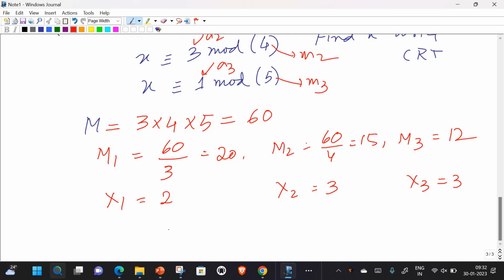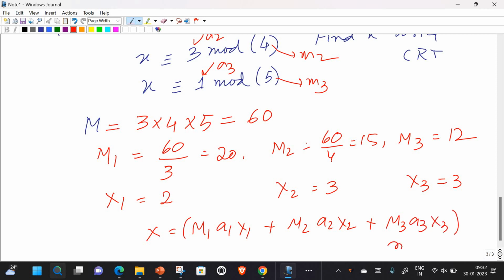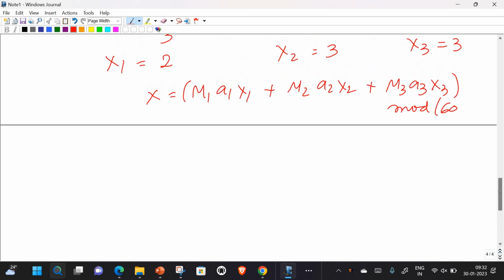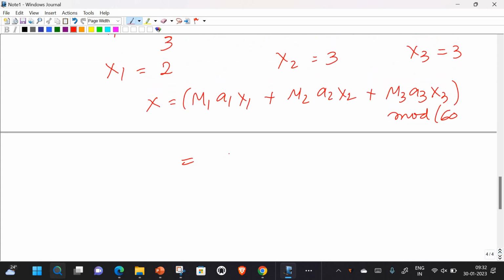Now you have to substitute in the basic equation x equals m1 a1 x1 plus m2 a2 x2 plus m3 a3 x3. But remember to take the mod of 60. So the final answer, as per my calculation, is coming as 11. Yes, 11. Anyone who has completed, you are getting 11, right?